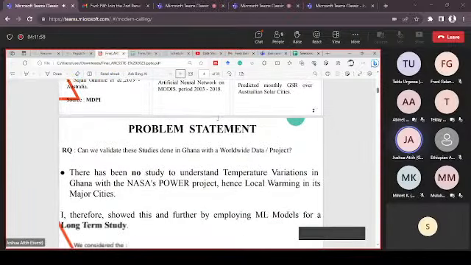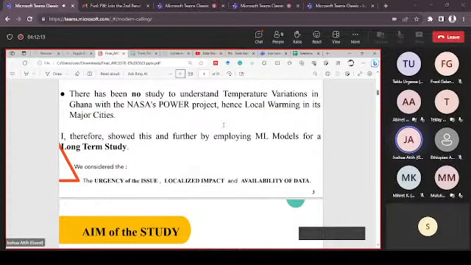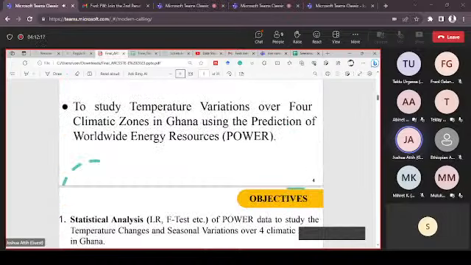So we define the problem as such: there have not been any studies to understand temperature variations in Ghana with NASA's Prediction of Worldwide Energy Resource, hence local warming in its major cities. We therefore show this and go further by employing machine learning models for long-term study. The aim of my study is to verify temperature variations over 4 climatic zones in Ghana using the Prediction of Worldwide Energy Resource data.